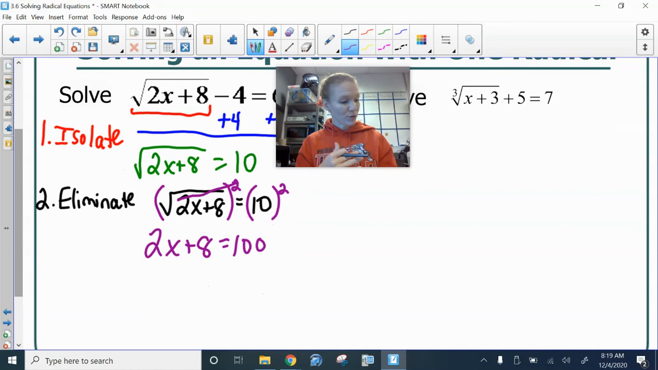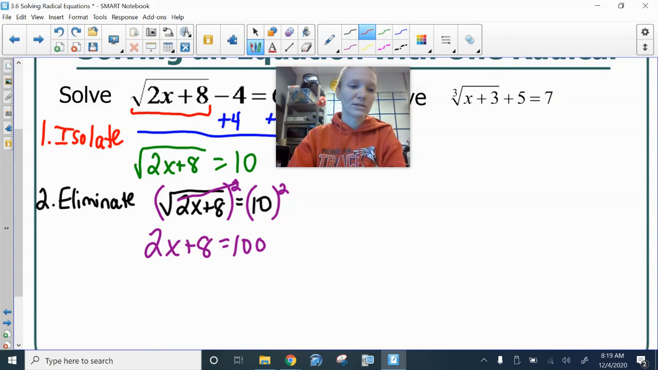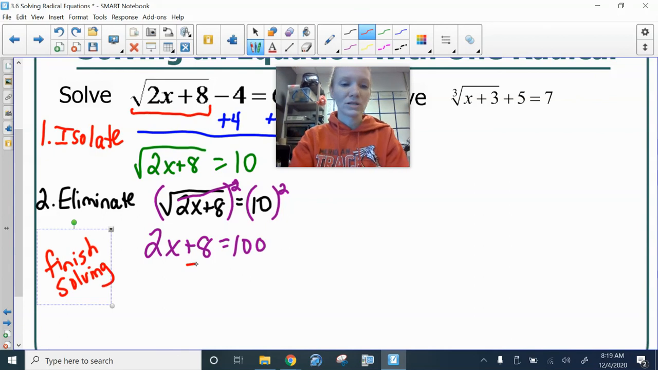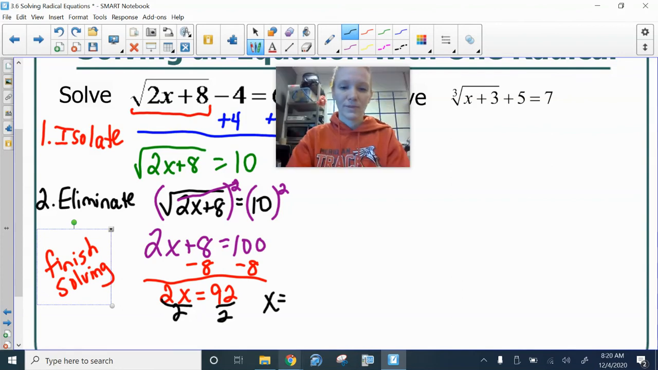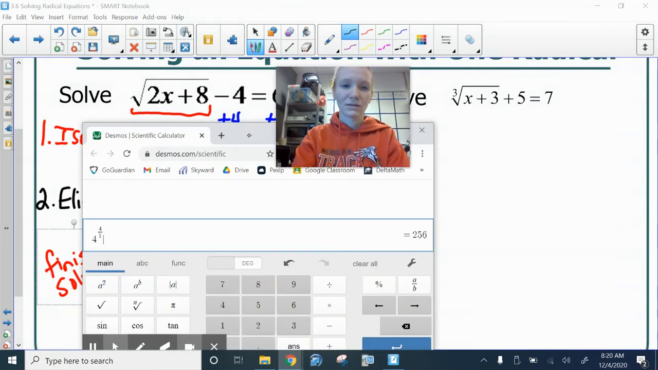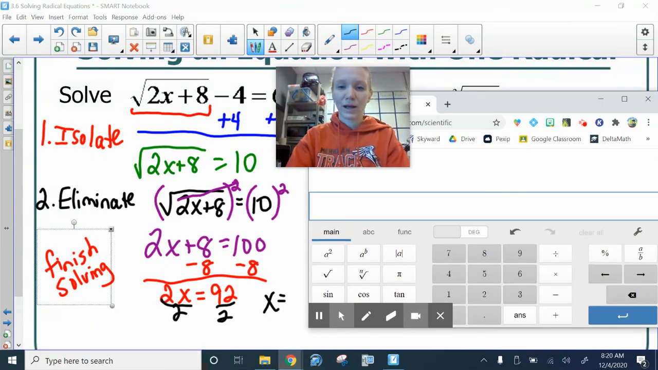Now, in all of the ones we've done previously, we didn't have anything else in the radical or in the exponent, so we were done. But these ones we have to then just solve the rest of the way. So finish solving. This one technically has an extra step. So we're going to go ahead and just subtract 8. So we get 92 and divide by 2. And I believe that's going to give us 46, but I'm going to double check. 92 divided by 2. Yep, 46.